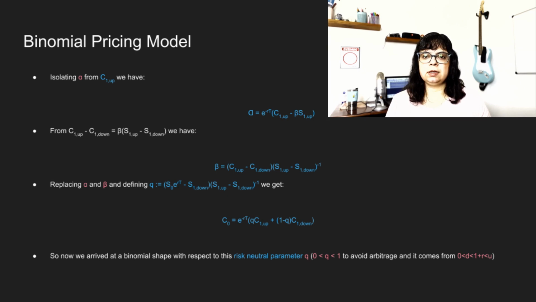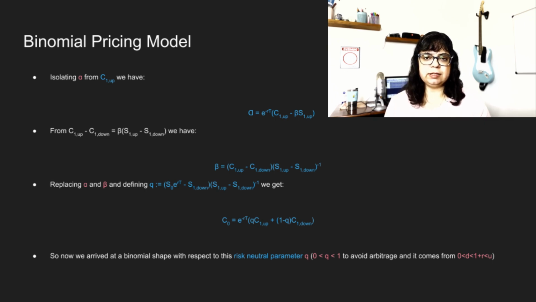So now with this expression for the call option in the initial period, it looks like an expected value, and we arrived at the shape of a binomial pricing model with respect to a risk neutral parameter Q. Q is not a physical probability here, just to be clear.